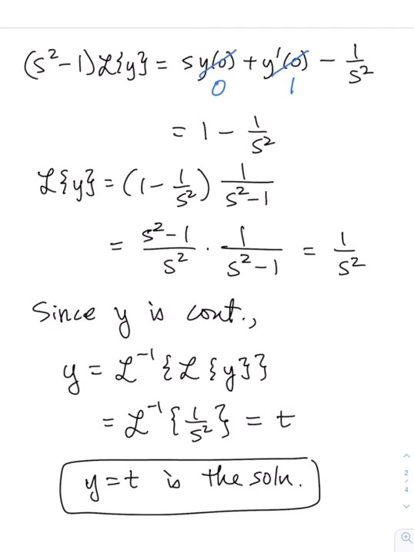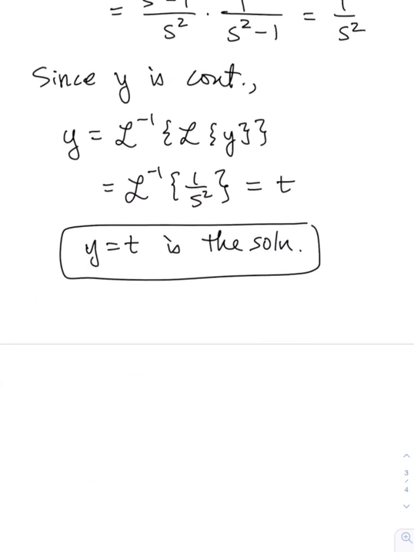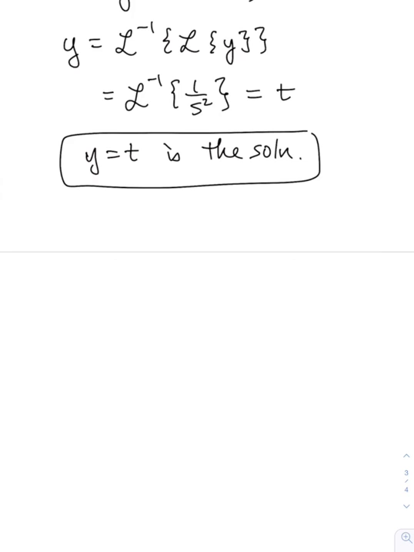Okay, so this last step involved just looking at the table. We have 1 over s squared. What function gives us a Laplace transform of 1 over s squared? And we just looked on the table. Sometimes it's not as easy as that. So before doing more differential equations, let's do examples of figuring out inverse Laplace transforms.